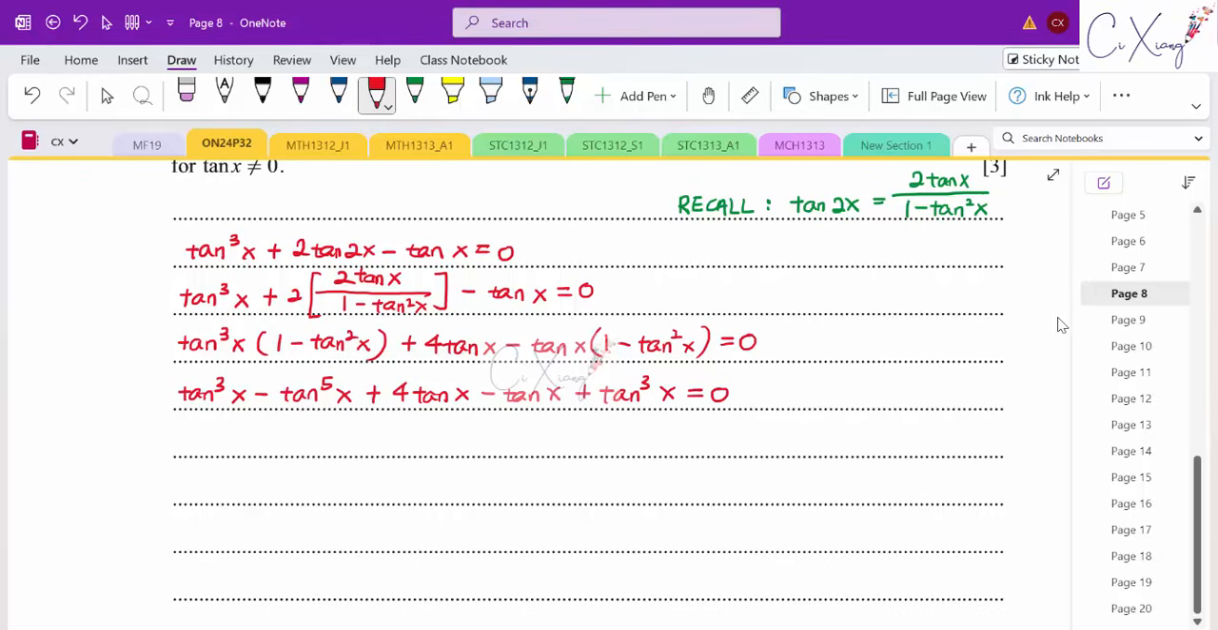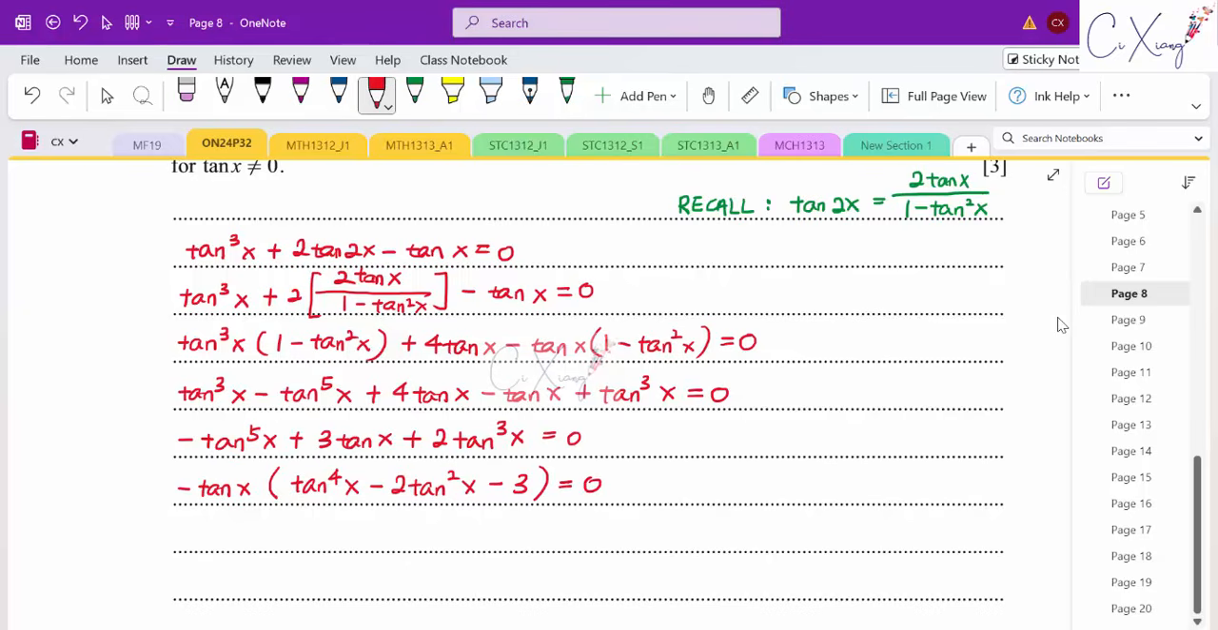Right, then what do I have here? I will be having negative tangent power 5, then plus 3 tangent x, then 2 tangent cube x equals 0. And then if I factorize out the negative tangent, then by right I'll be having positive tangent power 4, and then minus 2 tangent square, and also negative 3 equals 0.